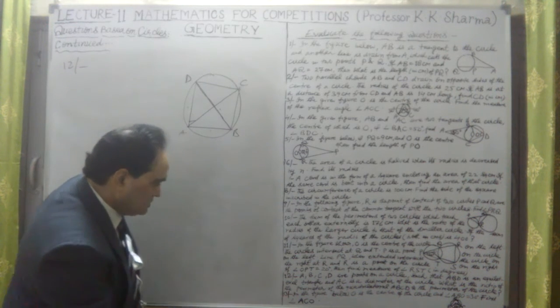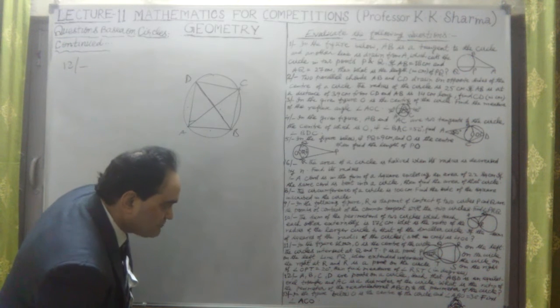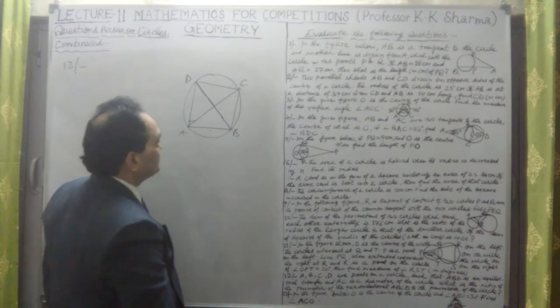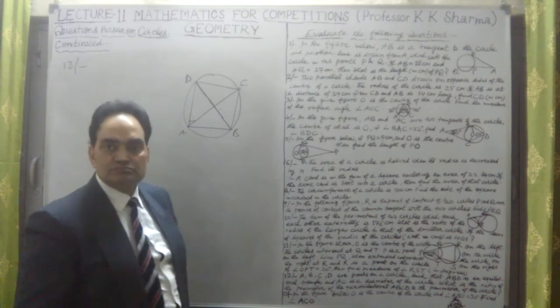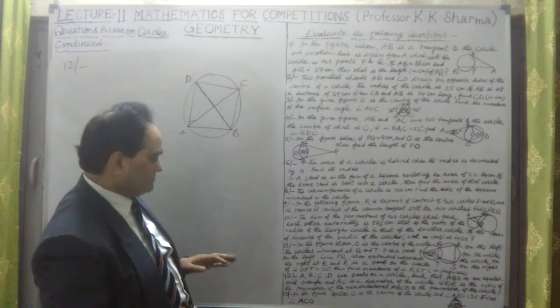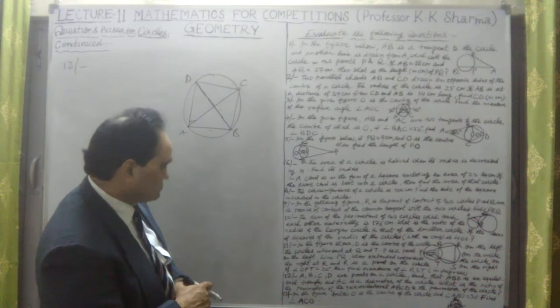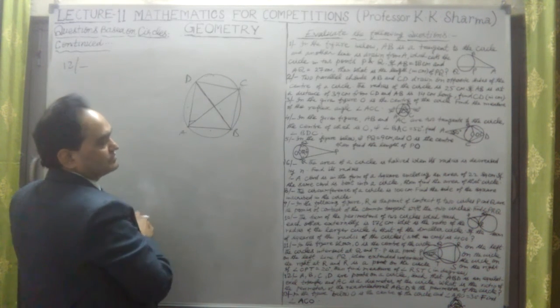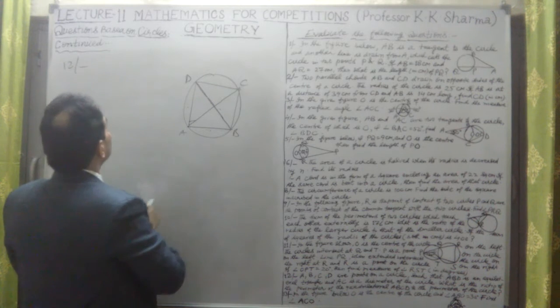What is given to us? ABCD are points on the circle, so that ABD is an equilateral triangle, and AC is the diameter of the circle. What is the ratio of the perimeter of the quadrilateral ABCD to the perimeter of the circle? So circumference of the circle and perimeter of the quadrilateral ABCD, the length of the whole sides, we have to calculate here.